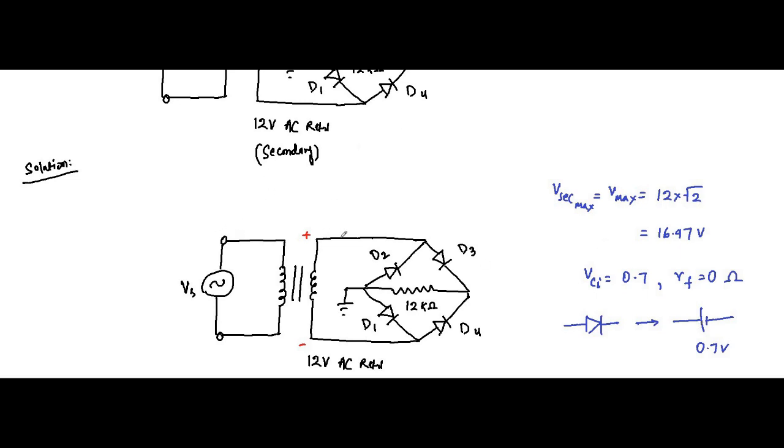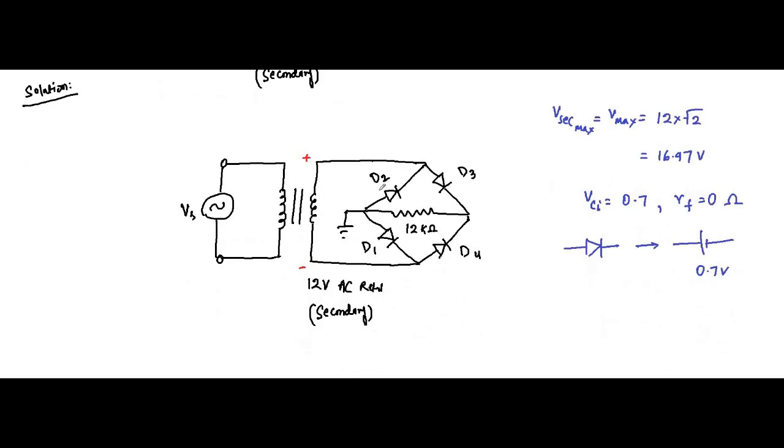Again, you know, in a bridge type rectifier circuit, at any given point of time, only two opposite diodes are conducting. The remaining two diodes are off, open circuited. During the non-conducting state, the diodes will be replaced with open circuit. During the on state, it is replaced with the cut-in voltage 0.7 volt. So here if we consider the positive half cycle, the same situation will be during the negative half cycle.